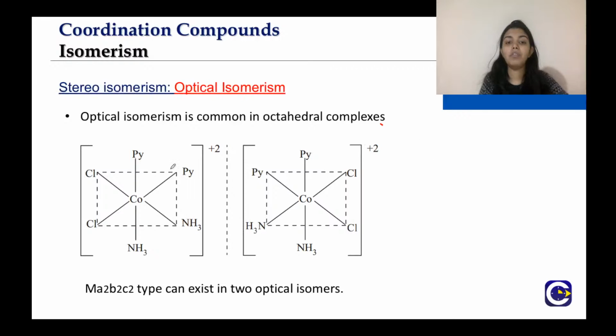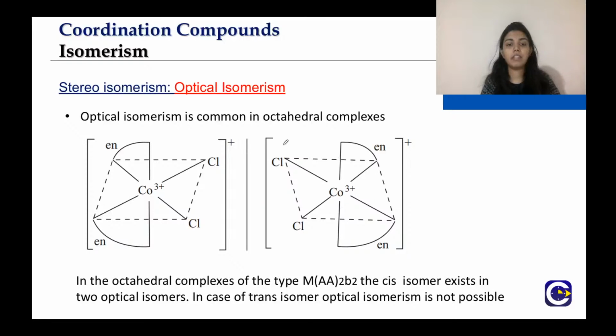Also, you can find this out through a trick, that a plane of symmetry will not be passing through this complex. Here, if you draw the plane of symmetry, Cl will be reflecting ammonia, right? So this does not have a plane of symmetry. Here, if you draw, pyridine and ammonia will be reflecting. So this is also not a plane of symmetry, right? So whichever way you try to draw the plane of symmetry, you will not find any plane of symmetry in this compound. So it will be optically active. Okay, it will have an optical isomer.